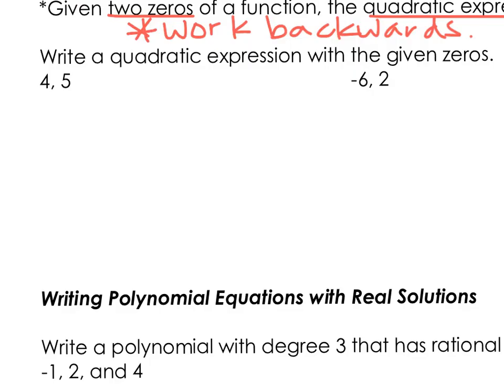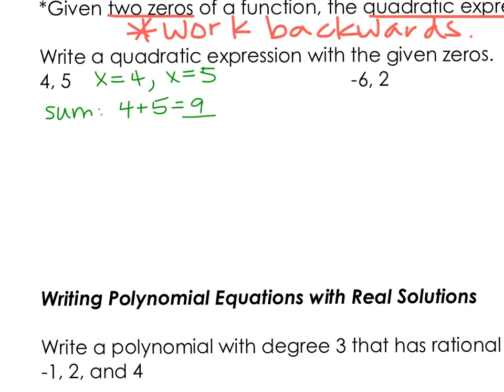Let's see how this works with an example. Write a quadratic expression with the given zeros, 4 and 5. Technically what this means is that our graph would cross the x-axis at 4 and at 5. Remember, those numbers are the zeros, they're the x-intercepts, they're the roots for our function. If we're applying the sum and product rule, we're literally finding the sum and the product. The sum when we add the 2 roots together is 9.